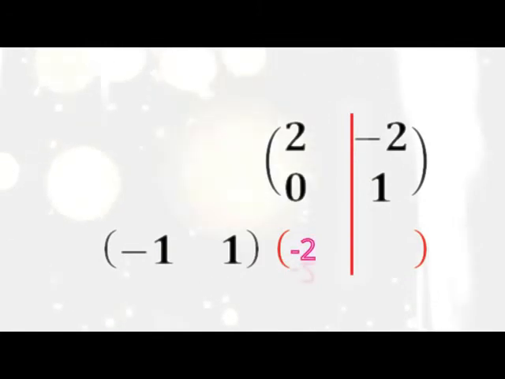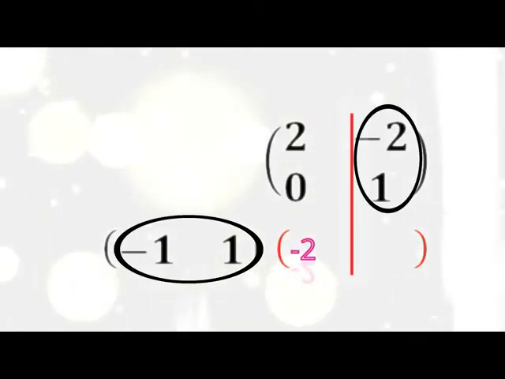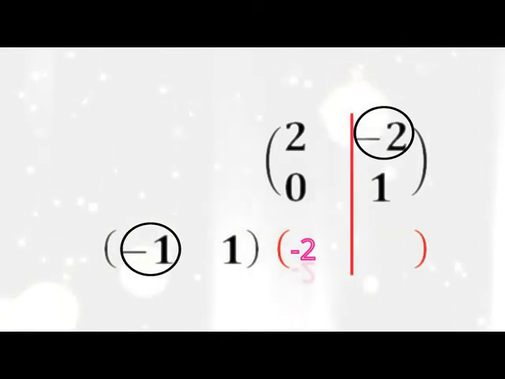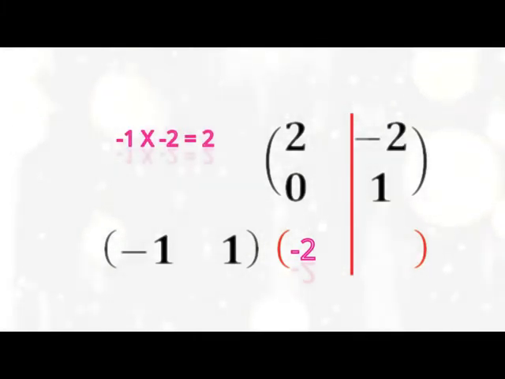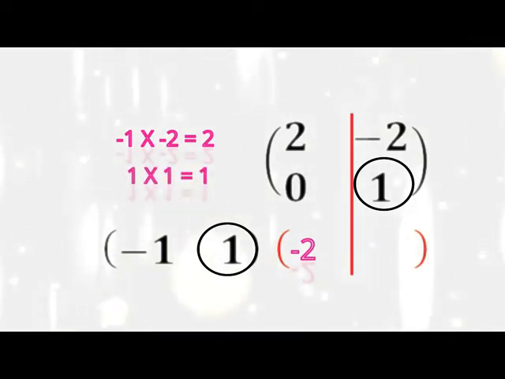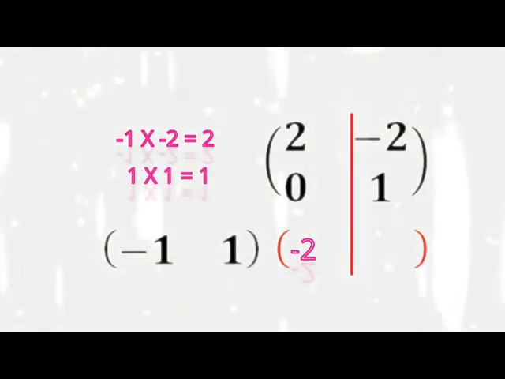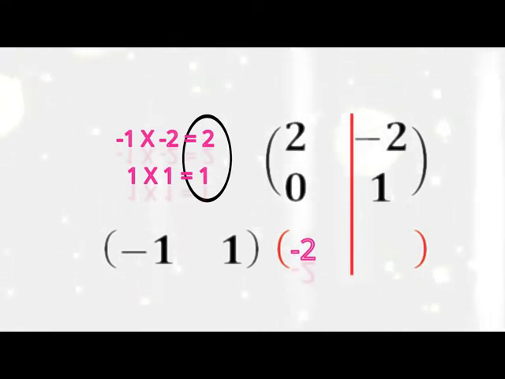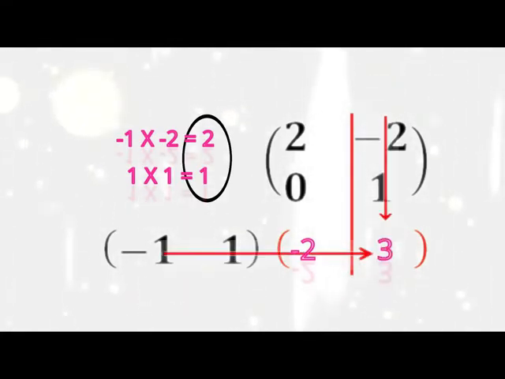Now we multiply the row with the second column. We do it exactly the same way as before. We multiply the first number in the row with the first number in the column. -1 times -2 equals 2. And then the second number in the row with the second number in the column. 1 times 1 equals 1. We add those numbers together. 2 plus 1 equals 3. That number goes to that position.